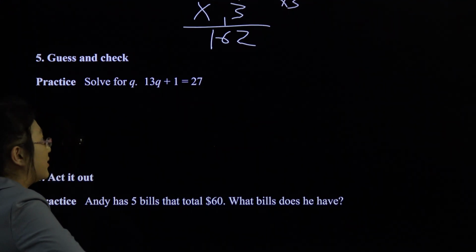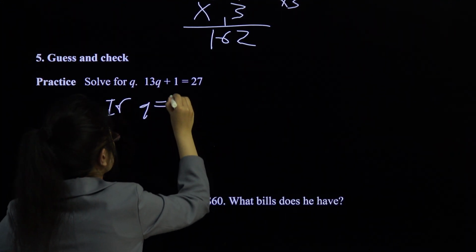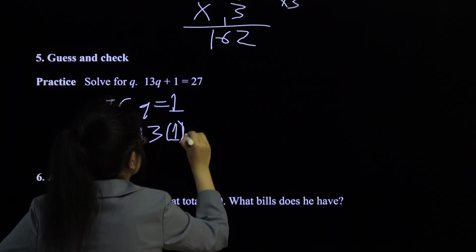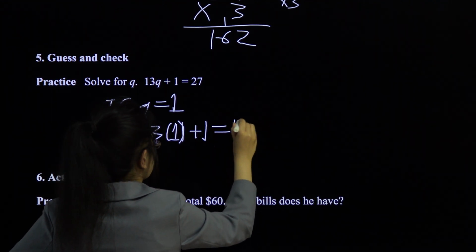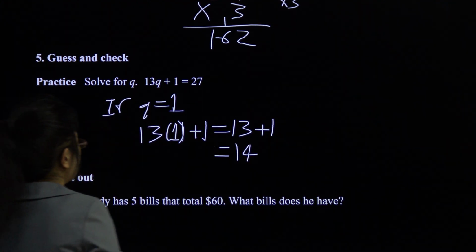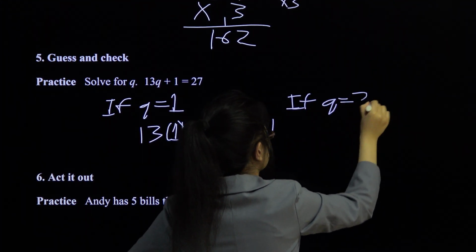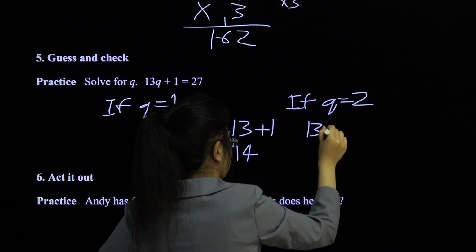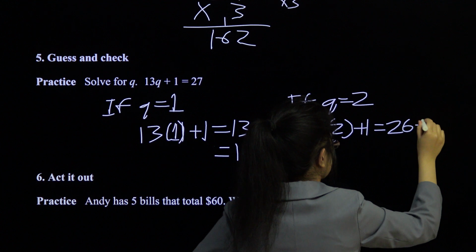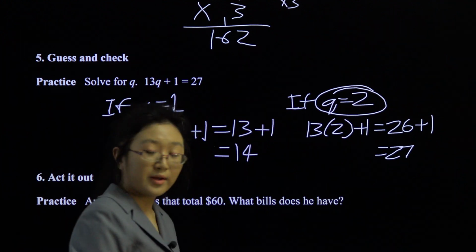If Q equals 1, then 13 times 1 plus 1 equals 13 plus 1 equals 14. If Q equals 2, 13 times 2 plus 1 equals 26 plus 1 equals 27. Q equals 2. This is how guessing and checking works.